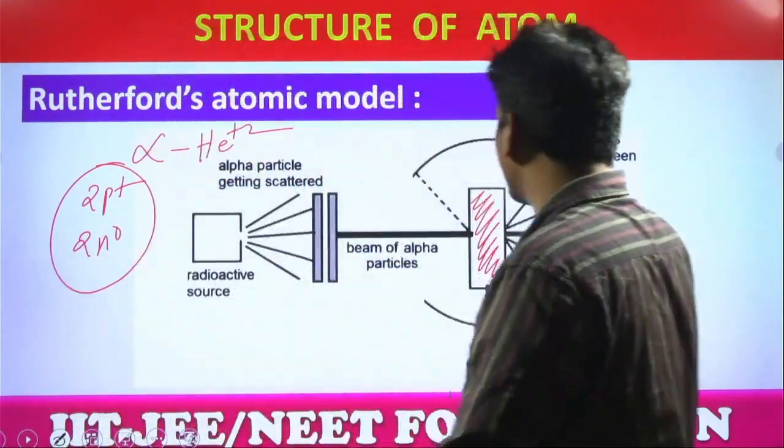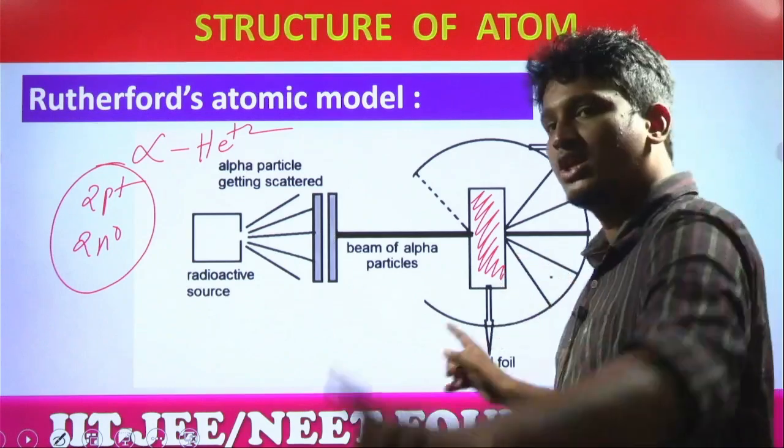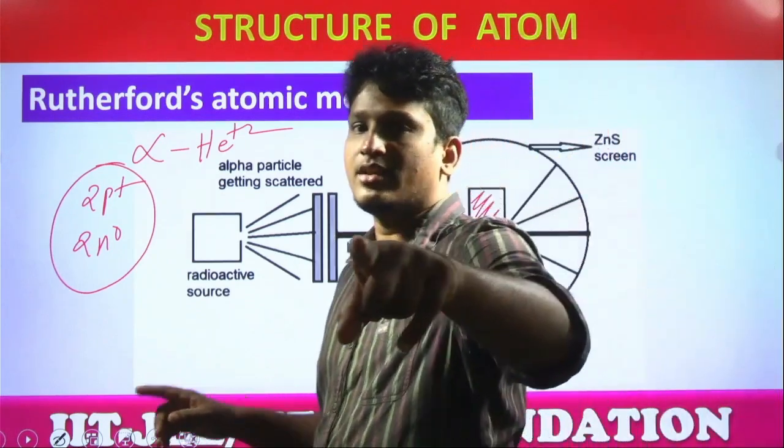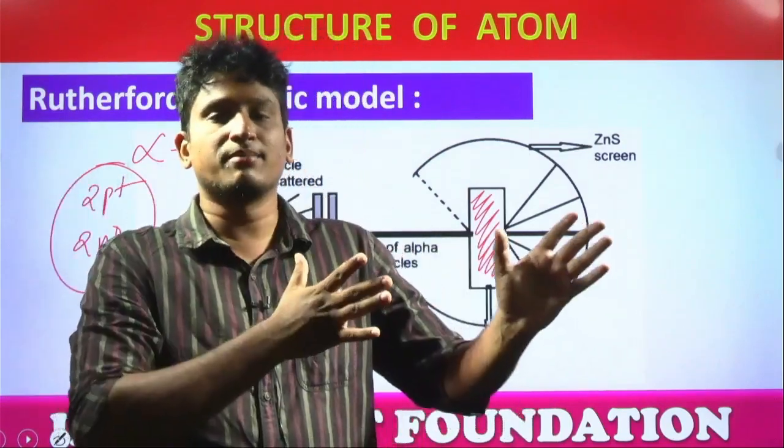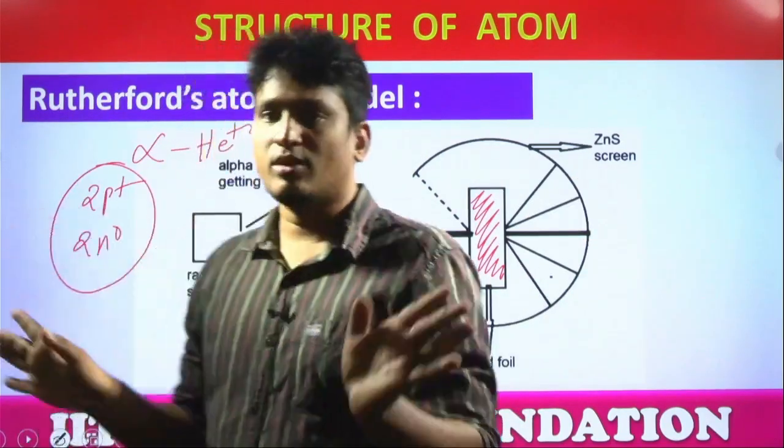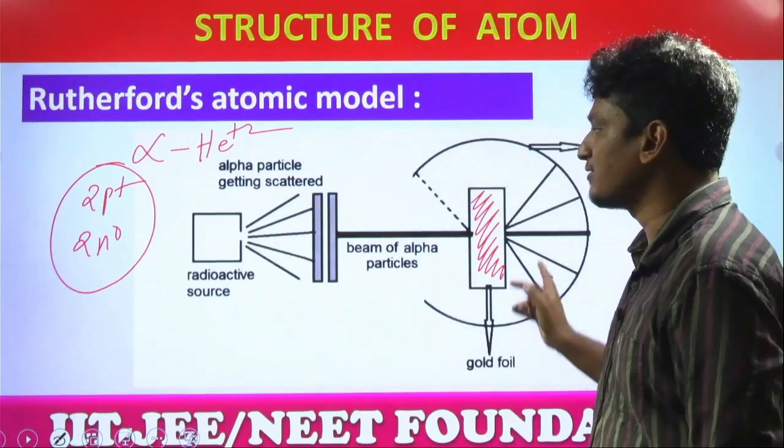And surrounding the gold, phosphorescent material is coated, students. You already know the reason for phosphorescence. Yes or no? To observe the deflections, to observe where the alpha rays are striking, how they are reflecting back, whether they are passing through or not. To observe everything, the surrounding material is phosphorescent.